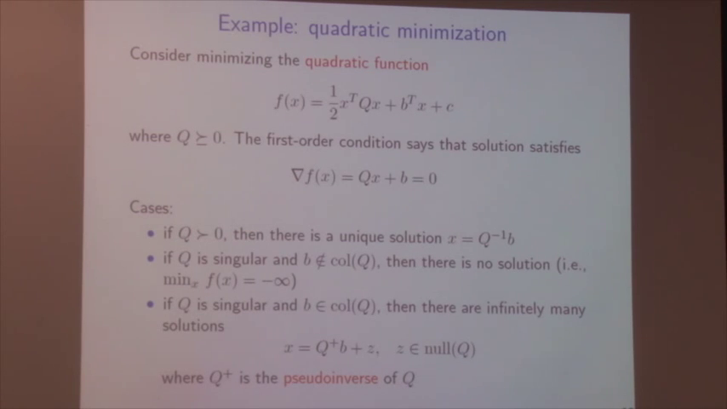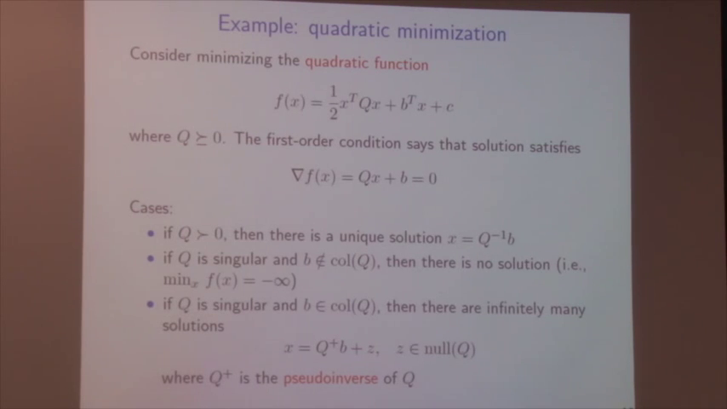So now it's easier to see the things we were talking about when we talked about the least squares objective in the lasso problem, right? It should be more clear. So if Q is positive definite, then we can invert it and we have a unique solution to our optimization problem. But if Q is not invertible, and it just so happens that B is not in the column space, then it's impossible to achieve this first order optimality condition. There is no x for which Qx plus b equals 0.